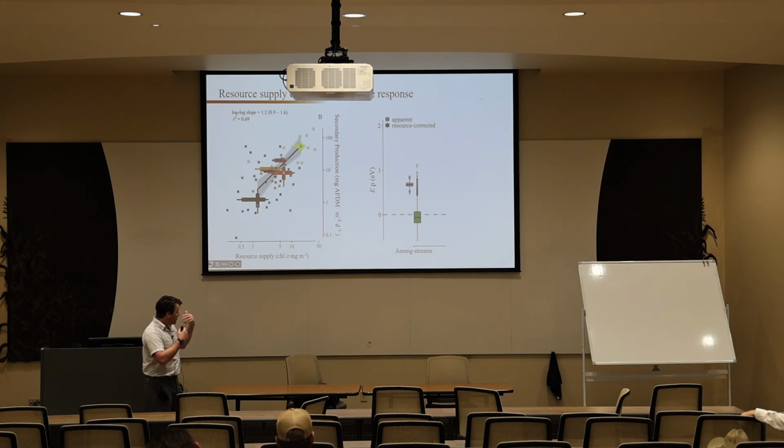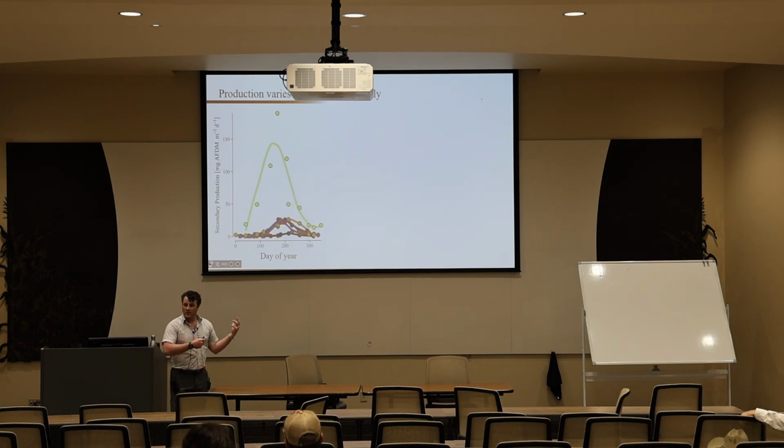And so we have some support for this resource dependence of secondary production and no real role of temperature, at least at the annual level across systems. However, let's break into whether these systems are seasonal and see if there's anything left to explain that we might be missing at the annual scale.